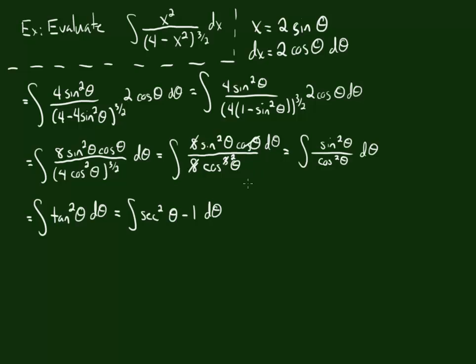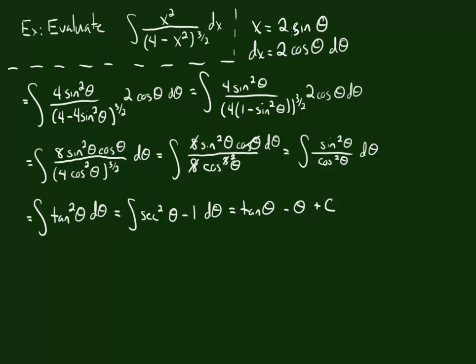So we know what the antiderivative of secant squared is. The antiderivative of secant squared is tangent. So we have tangent of theta. We know what the antiderivative of 1 is. Just theta. And of course we have the plus C. We've just done the antiderivative, and so the hard part's over. We now need to just replace the variable theta with the variable x.